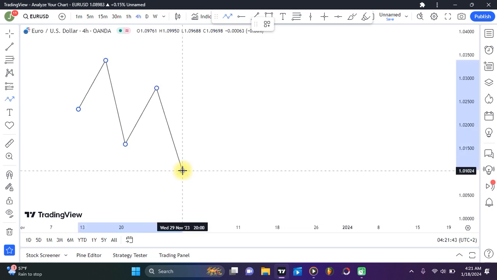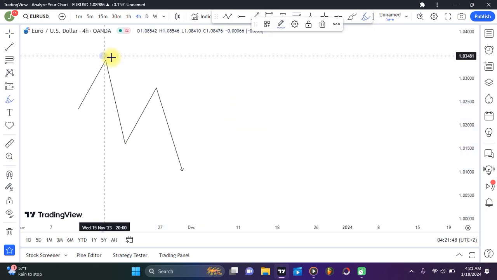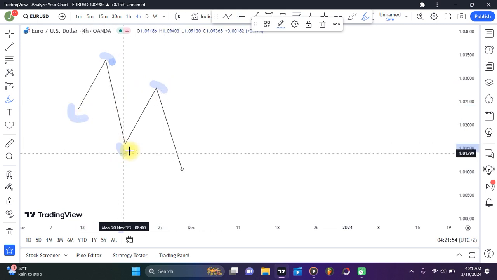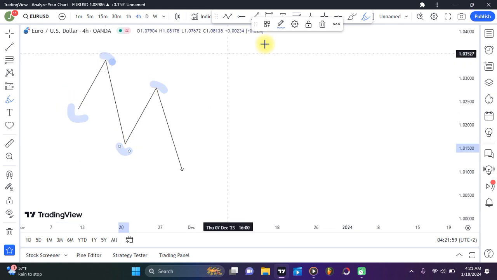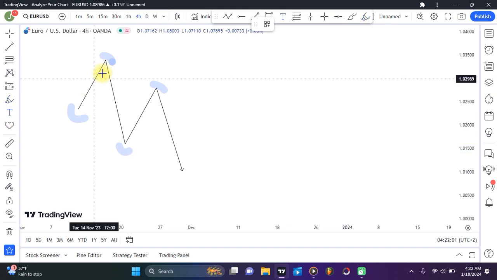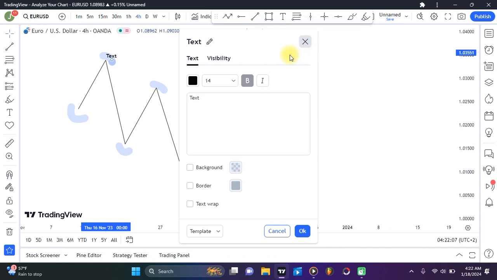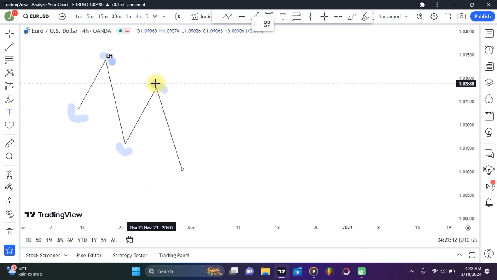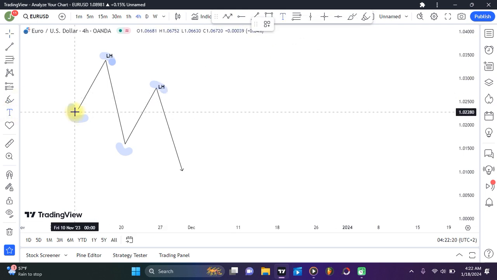This is a downward trend, and we know that because we are making lower lows and lower highs. So this is a lower low, this is also a lower low, a lower high, and a lower high. I'm going to go ahead and label this. That's our lower high, and this one is also our lower high, and this is our lower low.